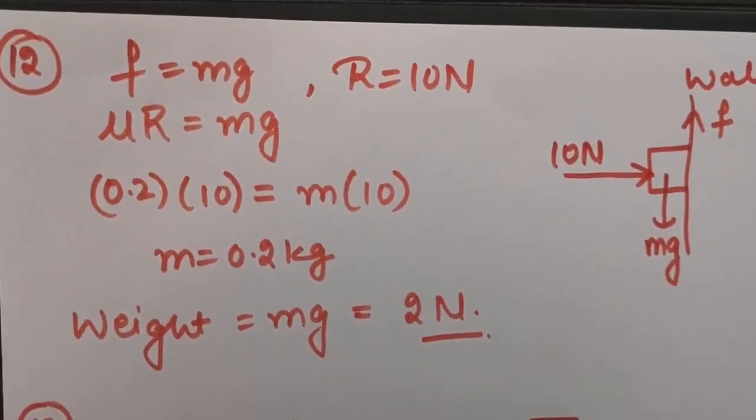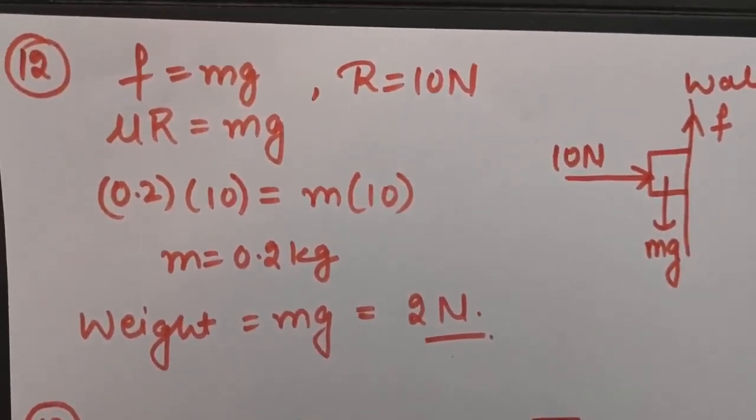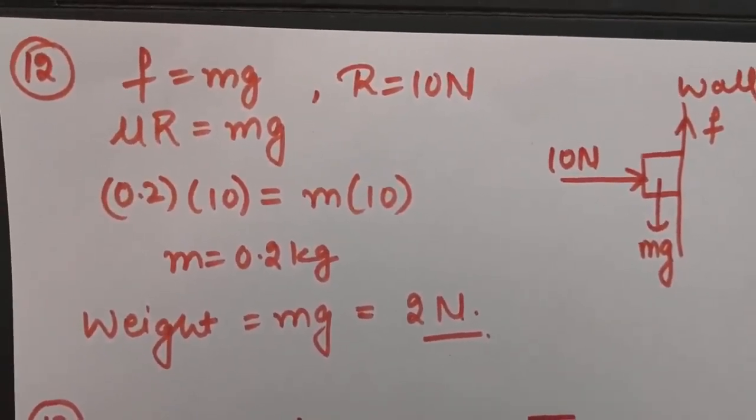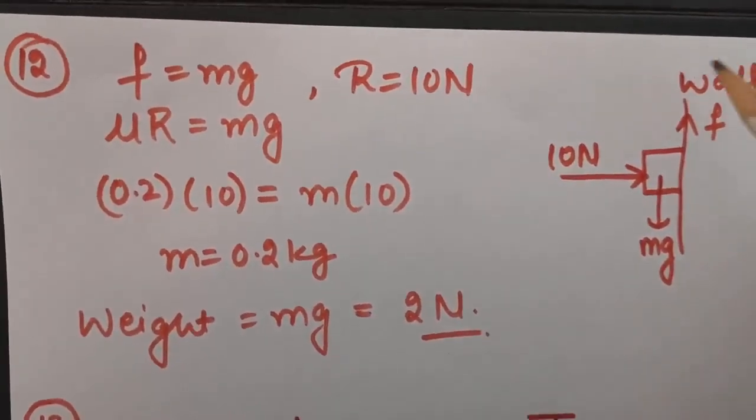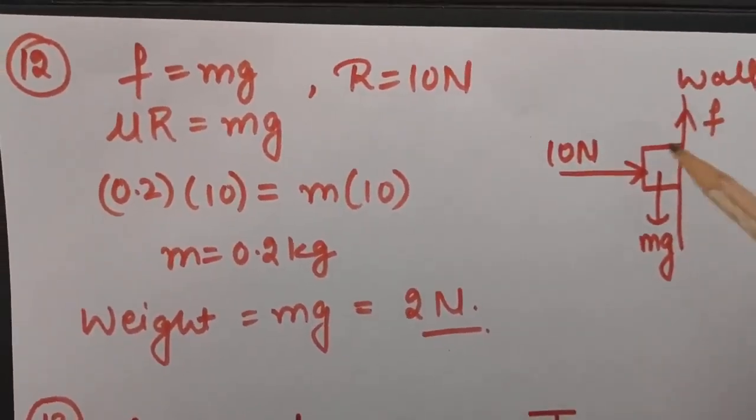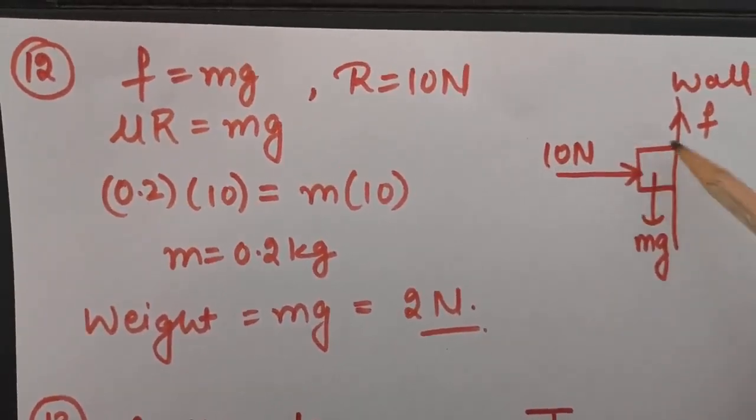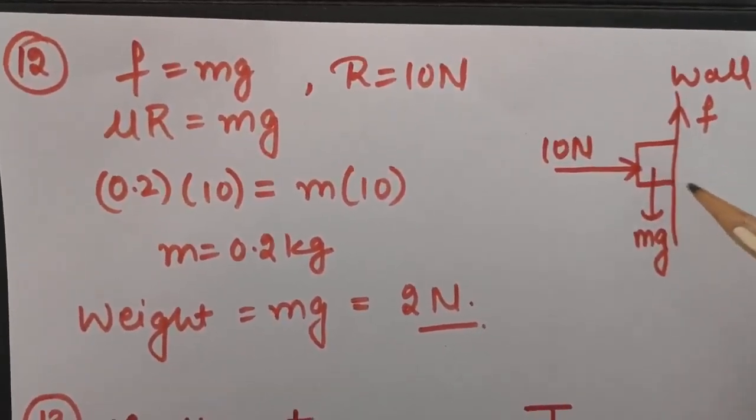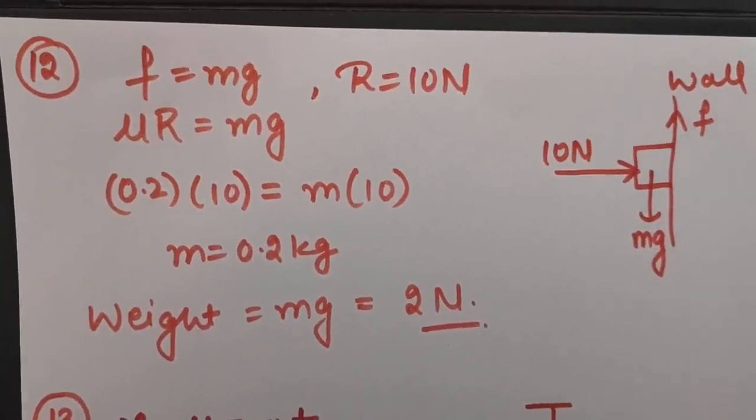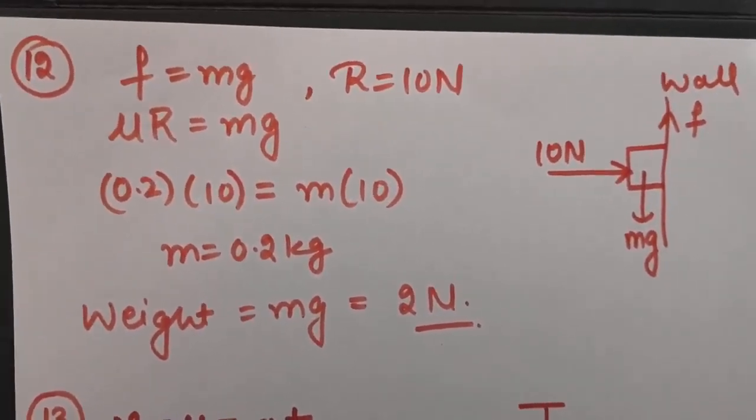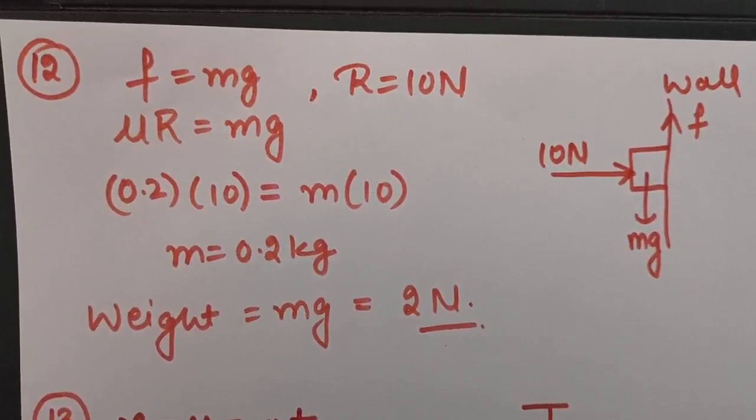It says a horizontal force of 10 newton is necessary to just hold a block stationary against a wall. That is, suppose this is the wall and this is the block, you have to apply a force of 10 newton to keep it stationary here. Then the coefficient of friction between the block and wall is given to be 0.2. Then you have to calculate the weight of the block.